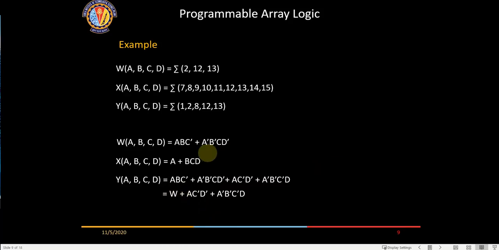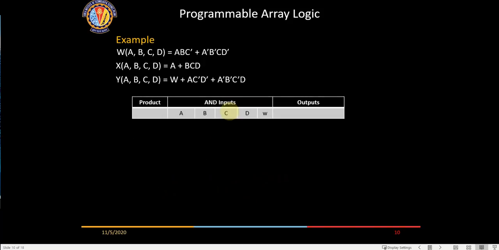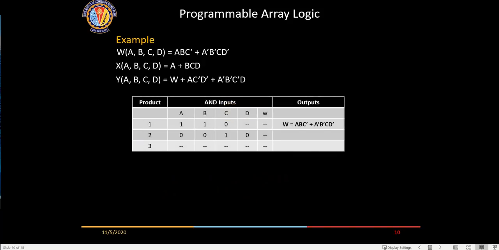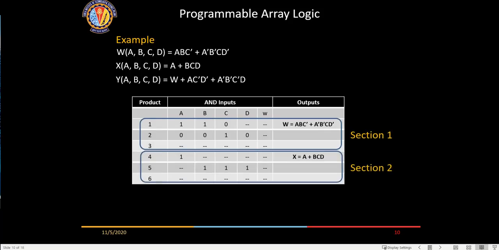Is this clear? There are 3 functions which are required to be implemented. The minterms have been given, so we have written down the expressions. Once we have written down the expressions, we find that this is common. W is already implemented here, so I put a W out here, and then I put the rest of the thing. And in the implementation part, we write it like this.